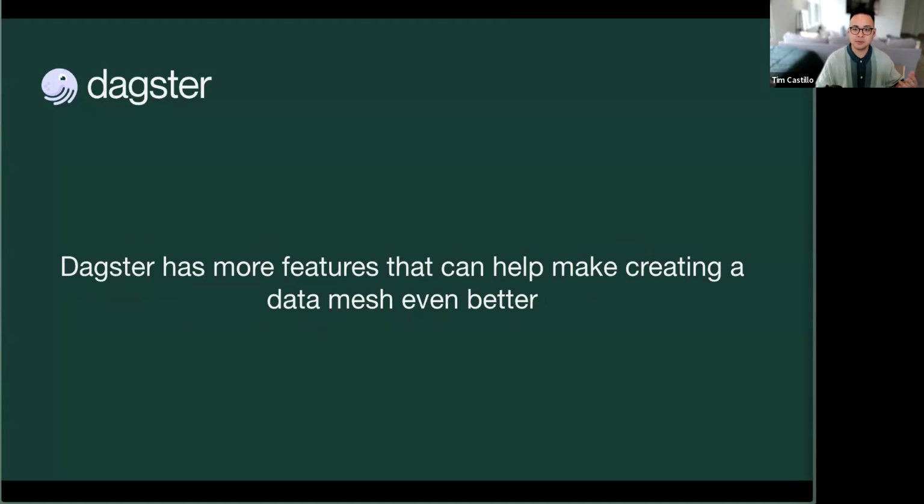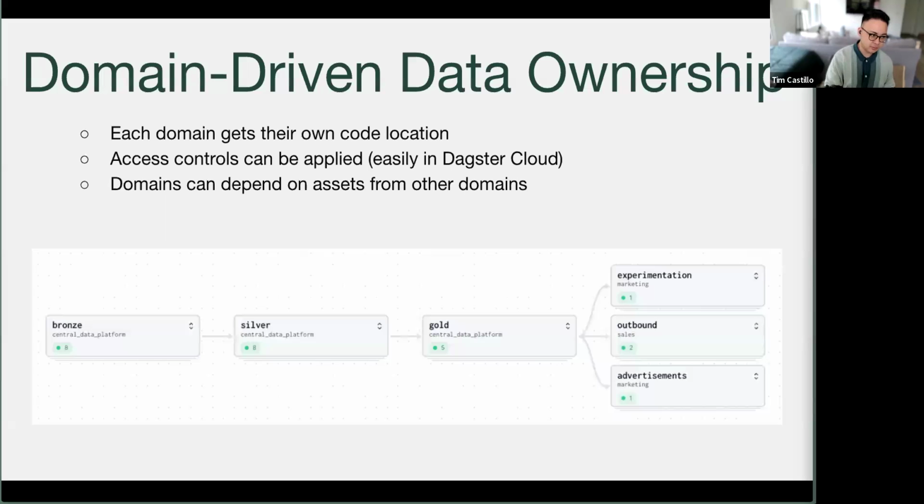But there's more. Dagster has more features that can help make creating a data mesh even better. Let's walk through the four principles of data mesh again, very briefly, and see how Dagster can contribute to the technical aspects of them. For domain-driven data ownership, we already established that each domain can get their own code location. These code locations are isolated and let domains function independently from each other.